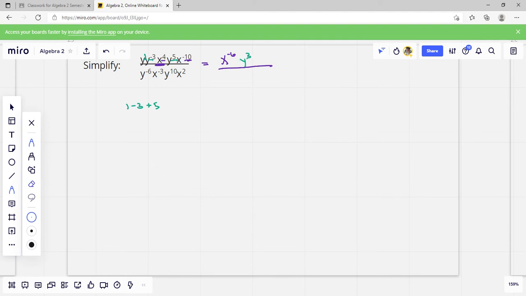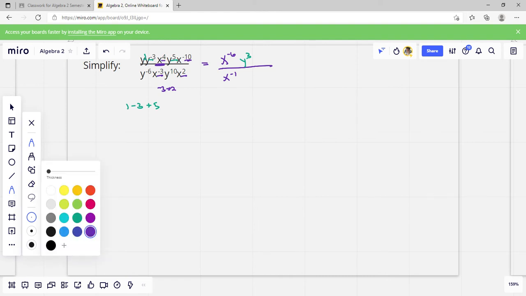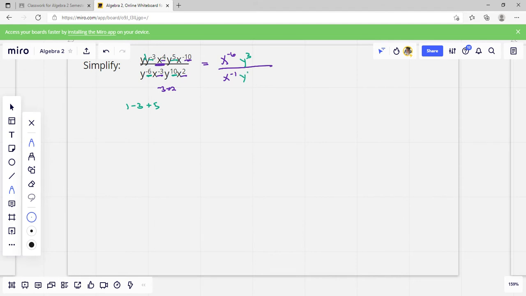All right. Now for the bottom, our x's are going to be x to the negative 3 and x squared, positive 2. That will be x negative 1, okay? And then our y's, negative 6 and 10. So that will be 10 minus 6 will be 4. Y to the fourth.